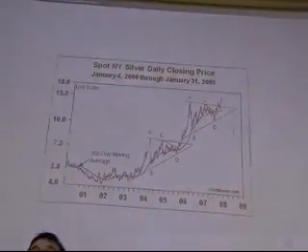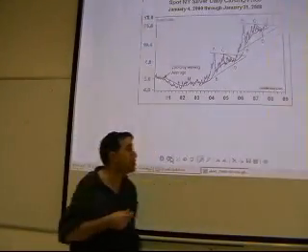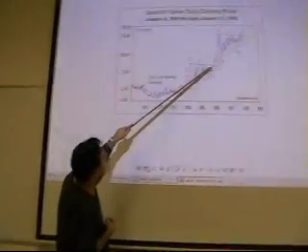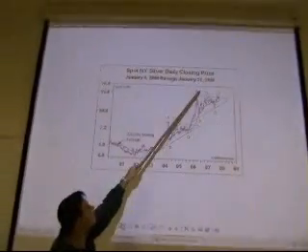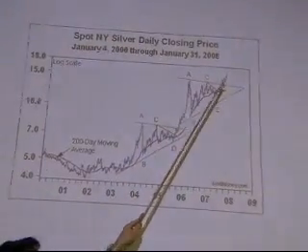So this is roughly a 2-year consolidation. So in a secular bear market, you get here a 2-year consolidation, and then silver more or less doubles. Now you have another 2-year consolidation.